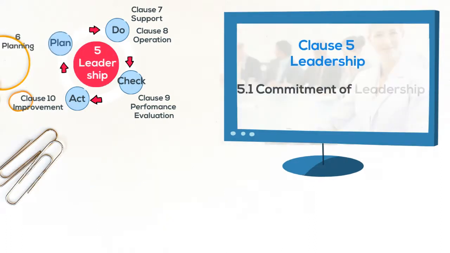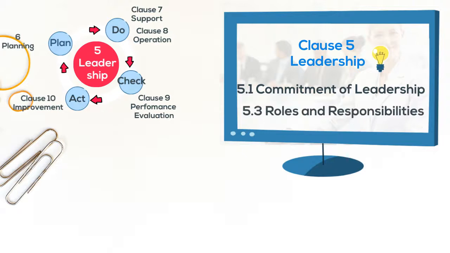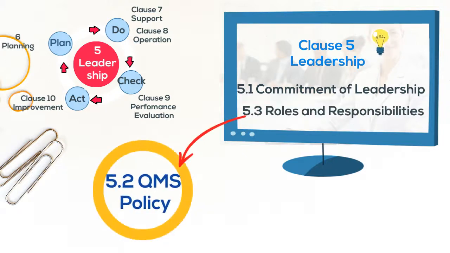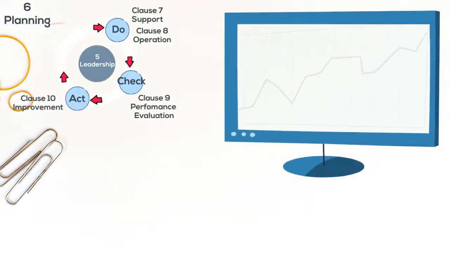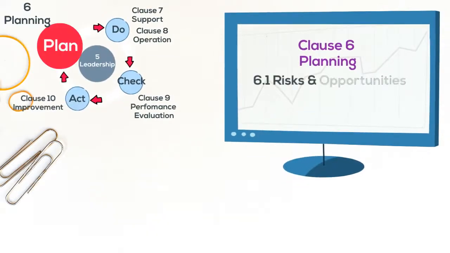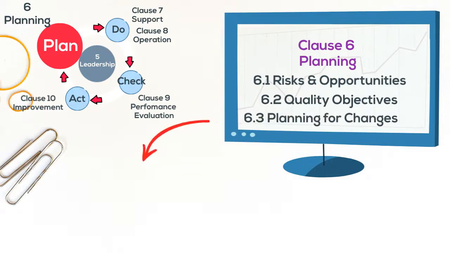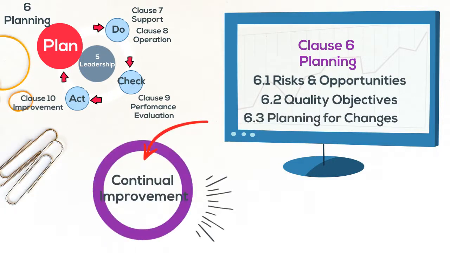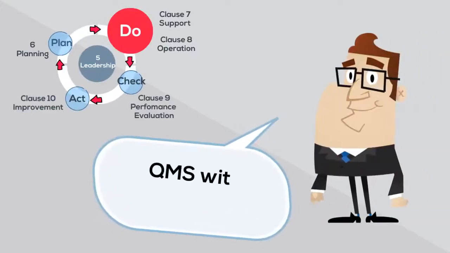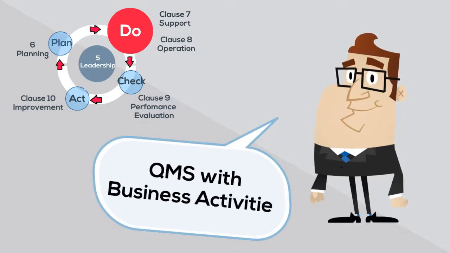Followed by the commitment of leadership in the company to drive the organization to a customer focus by defining the organizational roles and responsibilities and by establishing a quality policy to give the overall QMS a focus. The next level of planning is to identify and address risks and opportunities of the QMS, including setting and planning for quality objectives and changes to support continual improvement. Now is the time when the QMS moves along with your business activities.